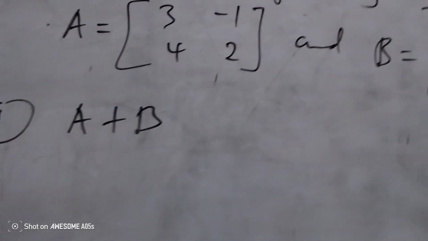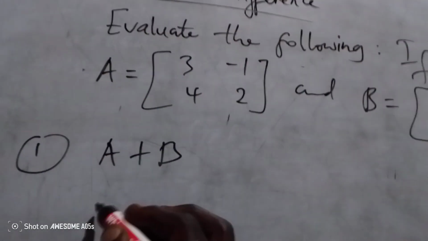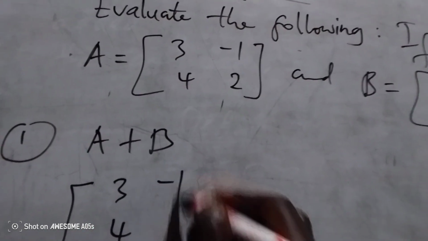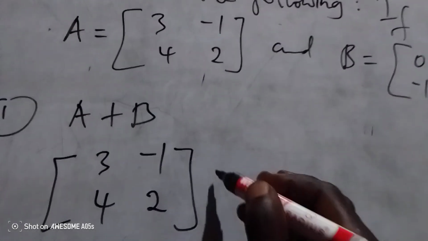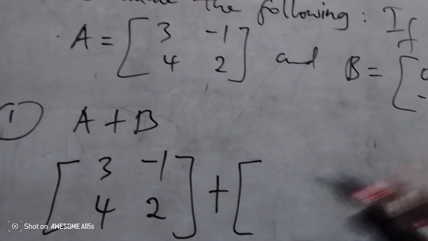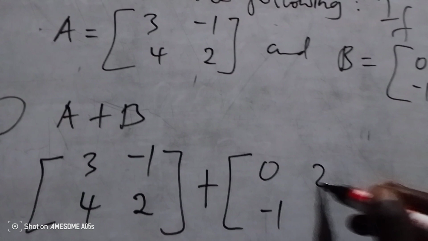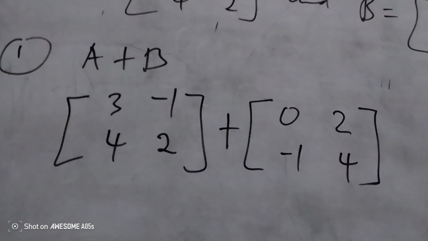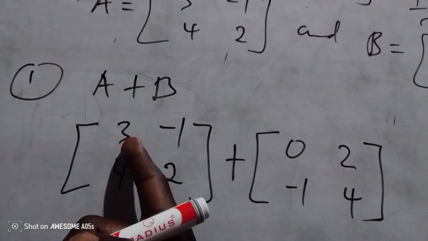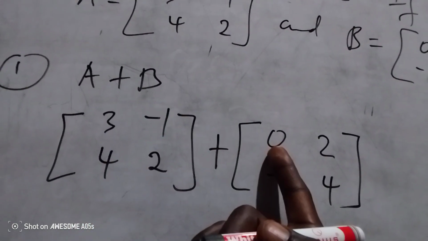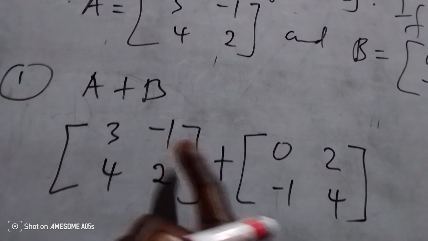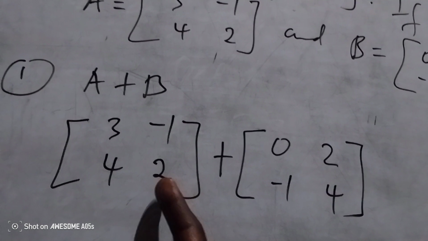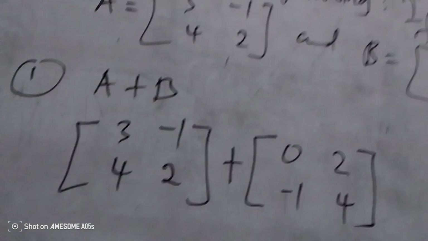So we know it's a 2 by 2. So we're going to get the first matrix, which is A, and then put the operation symbol, which is a plus, and then get that one. From there, to add a matrix, we are going to combine 3 and the corresponding entry 0, -1 and the corresponding entry 2, 4 and -1, 2 and 4, just like that.